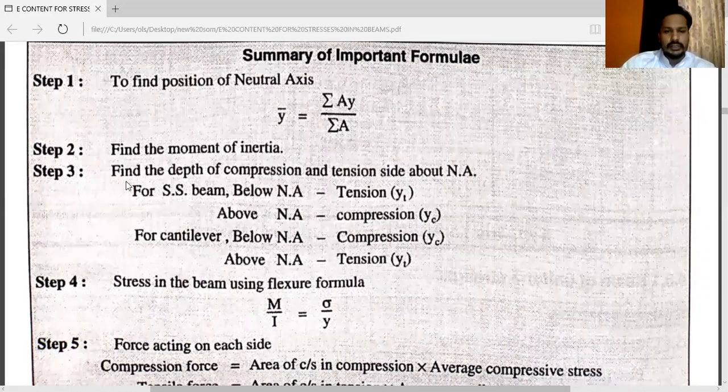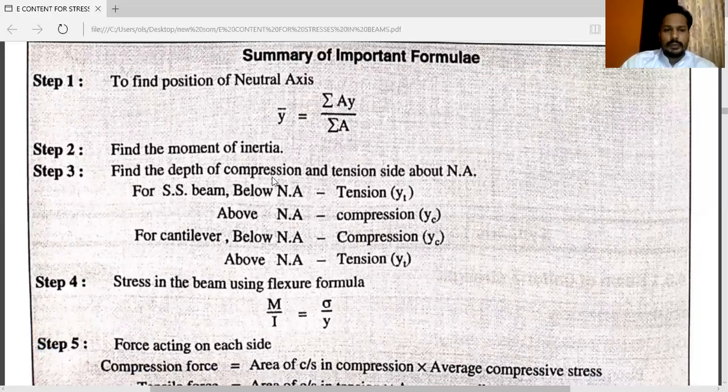Then step 3, find the depth of compression and tension side about neutral axis. For a simply supported beam, below the neutral axis is tension, that is YT, a very important part. Above the neutral axis, for a simply supported beam, compression will be there, that is YC. For the cantilever case, below the neutral axis it's compression, and above the neutral axis it is tension. You can see YC and YT.